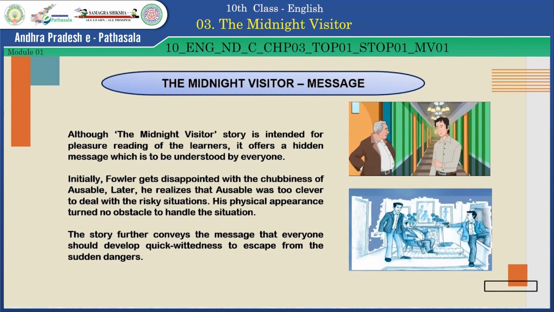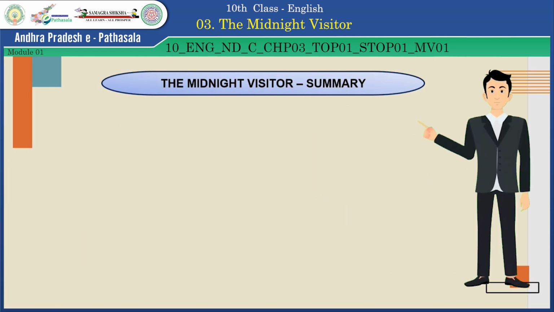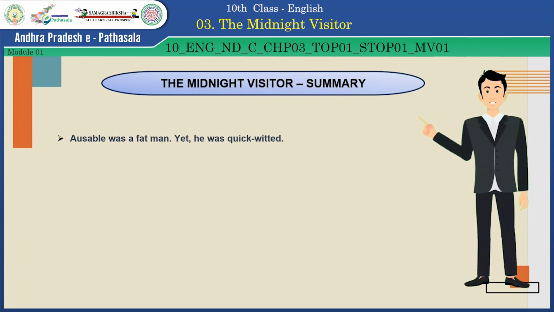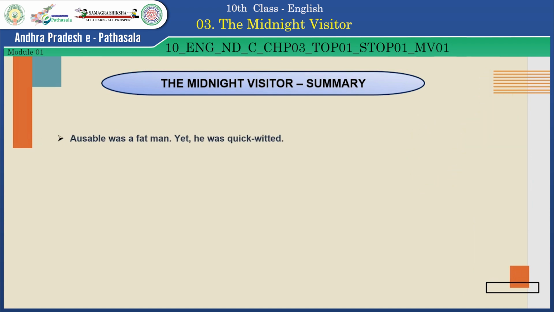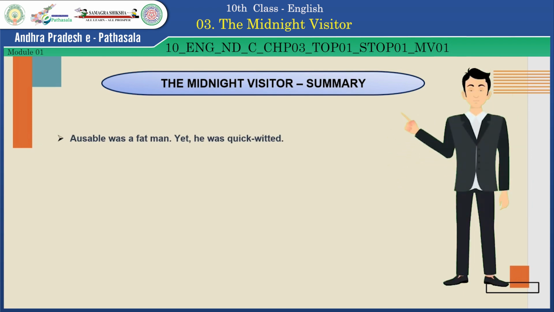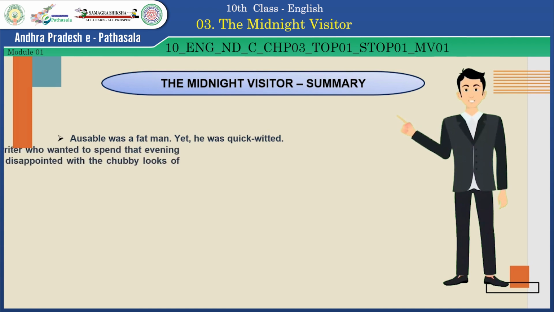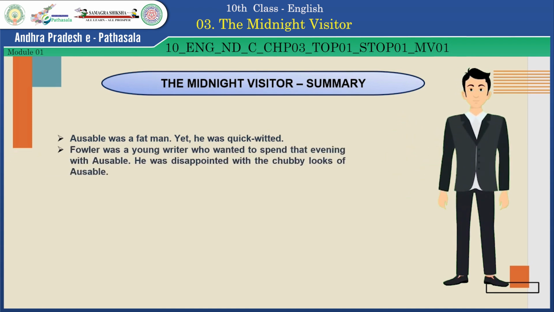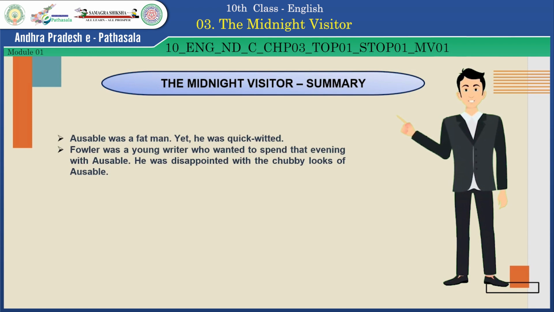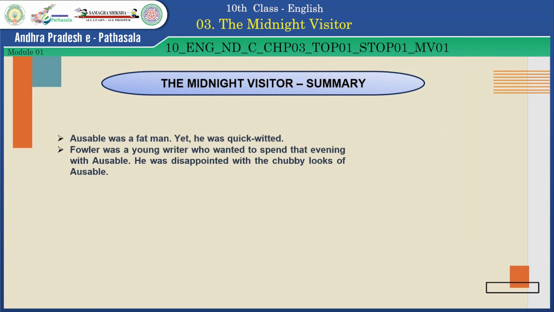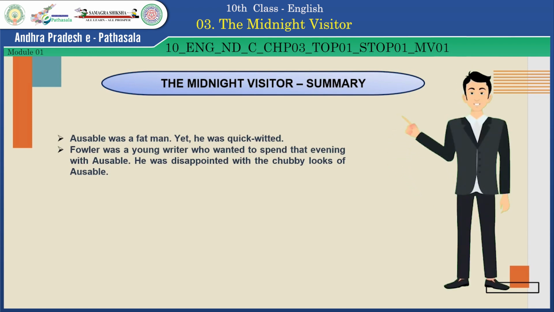The Midnight Visitor is one of the best suspense thrillers for sure. Then, why don't we summarize this interesting story? Asabel was a fat man, yet he was quick-witted. Fowler was a young writer who wanted to spend that evening with Asabel. He was disappointed with the chubby looks of Asabel.